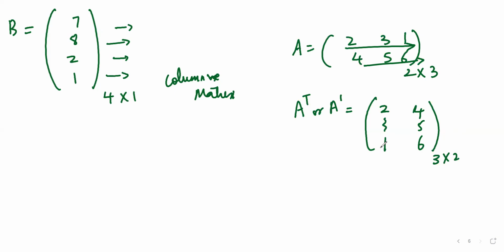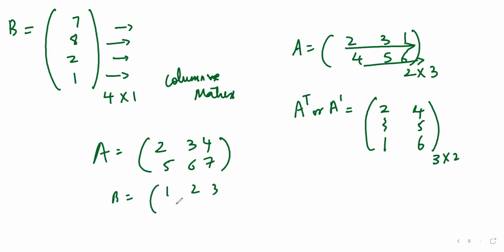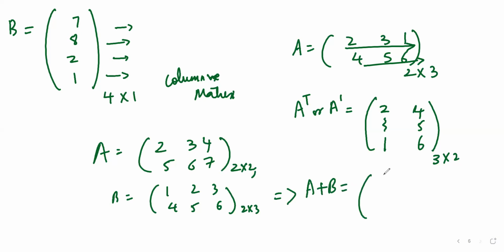Then matrix addition: when you want to add, you should have the same order. So if A is, let's say, 2, 3, 4, 5, 6, 7, and B is 1, 2, 3, 4, 5, 6, just for an example. So 2 rows and 3 columns. Even B has 2 rows and 3 columns. We can add them. So we can only add if they are the same order.